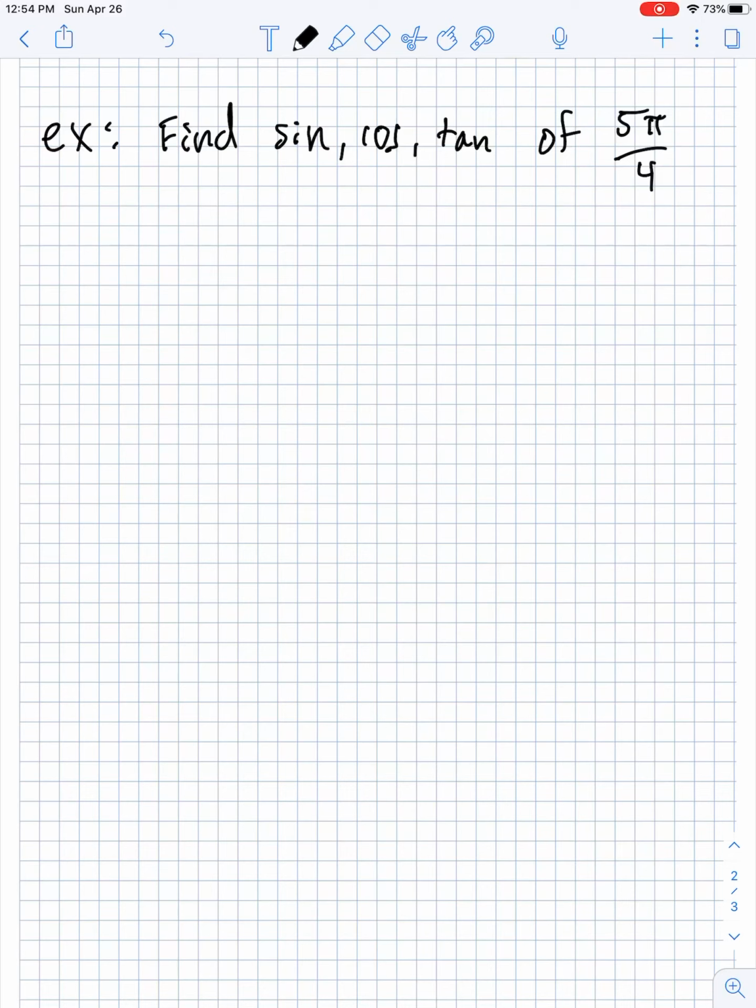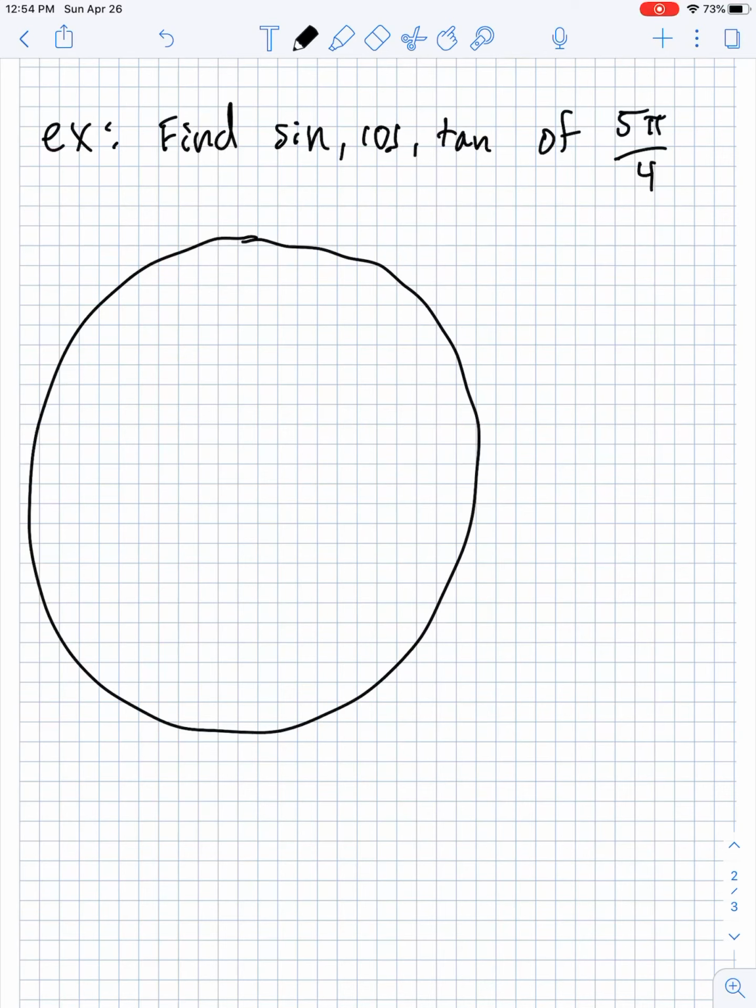Every single trig problem, I draw my circle, put my y-axis, my x-axis, and then I figure out where 5 pi over 4 is. A lot of students will take 5 pi over 4 and convert it to degrees to figure out where it is on the unit circle, but you don't need to do that.